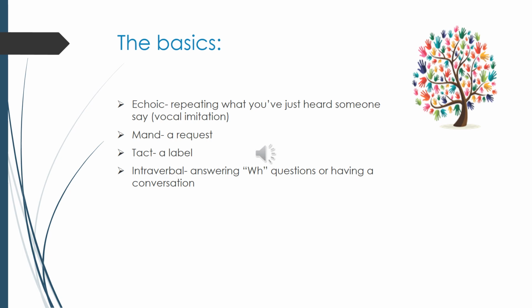A tact, on the other hand, is talking about things you see. You may observe children point to an airplane up in the sky and say airplane. Finally, the most complex type of verbal behavior is intraverbal. These require at least two people engaging in a conversation. In this PowerPoint, we will focus on manding and tacting.